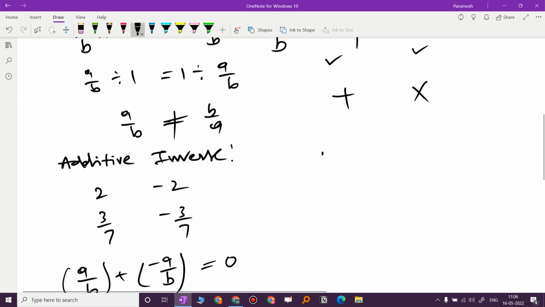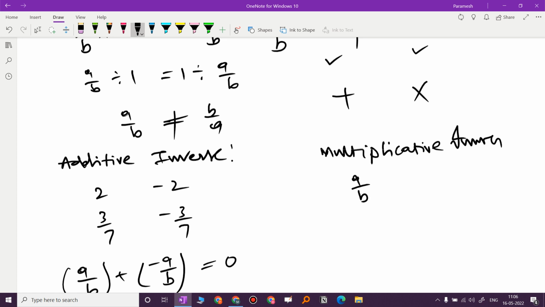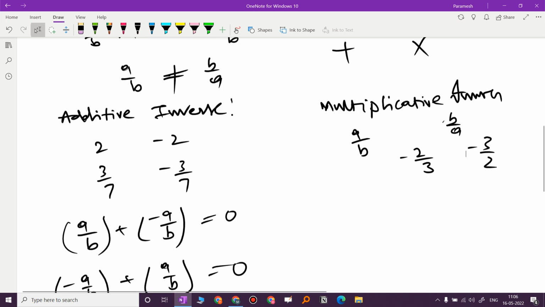Under multiplication, that is called the multiplicative inverse. Suppose you take any rational number a by b. Its multiplicative inverse is b by a. Suppose you take 2 by 3, its multiplicative inverse is 3 by 2. Suppose minus 2 by 3, it is minus 3 by 2 only. The sign does not change here. You only interchange the fraction: the numerator becomes the denominator, and the denominator becomes the numerator.